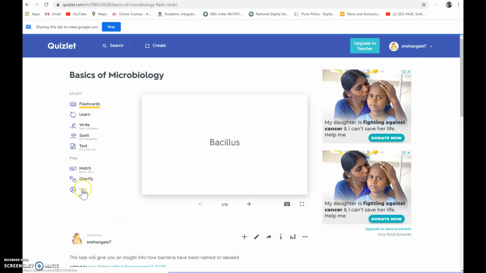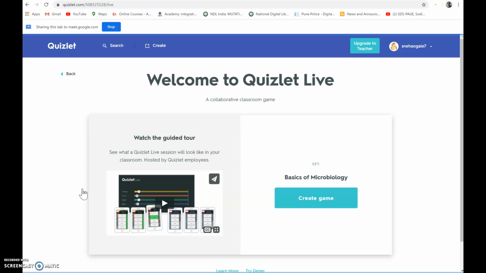Now for the live version of the game, we require teams and we require many participants. But as you can see, the students would really get engaged by playing games. So Quizlet is really a very good facilitator of learning.